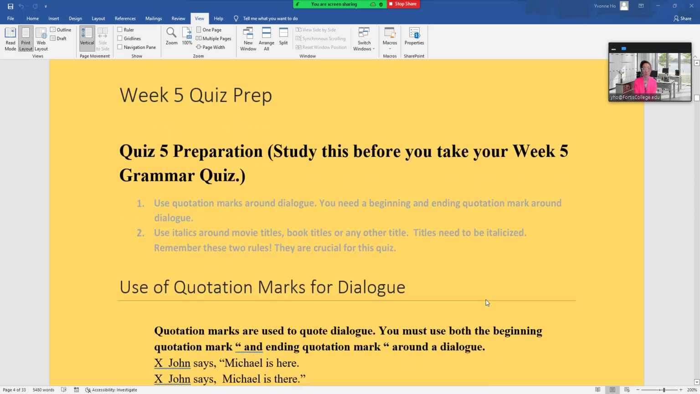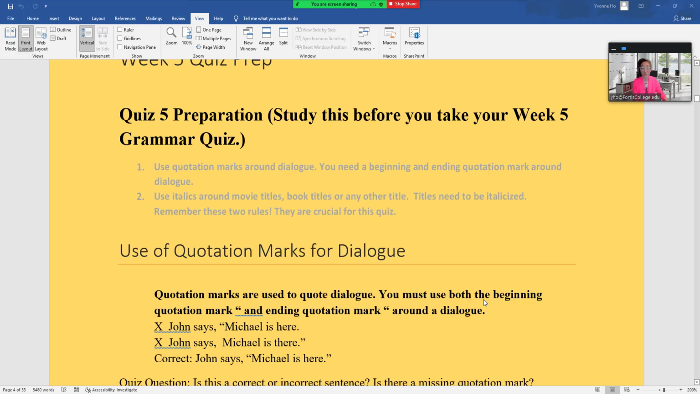Week 5 quiz prep. Study this before you take your week 5 grammar quiz. Use quotation marks around dialogue. You need a beginning and ending quotation mark around dialogue. Use italics around movie titles, book titles, or any other titles. Titles need to be italicized. Remember these 2 rules. They are crucial for this quiz.